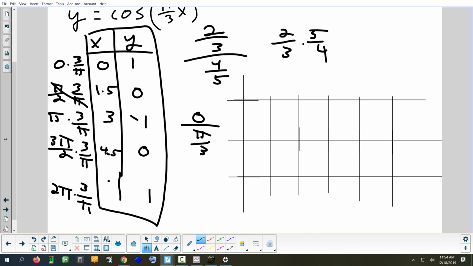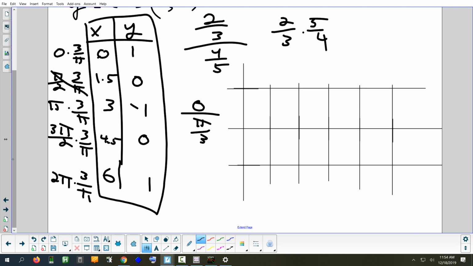And the next one? What are you going up by? How do you get from 0 to 1.5? Add 1.5. What would the next one be after 6? 7.5. And then 9, 10.5, 12, 13.5. So you could just keep adding 1.5 each time. This answer's in radians. Yep, your x column is always in radians.